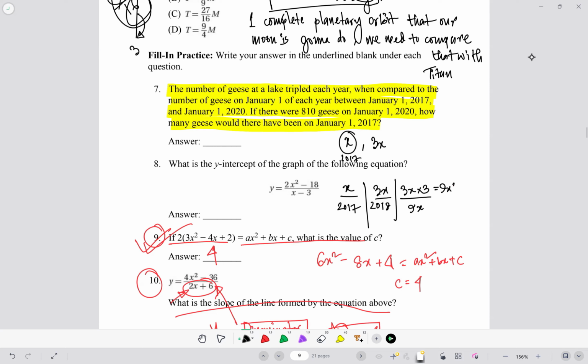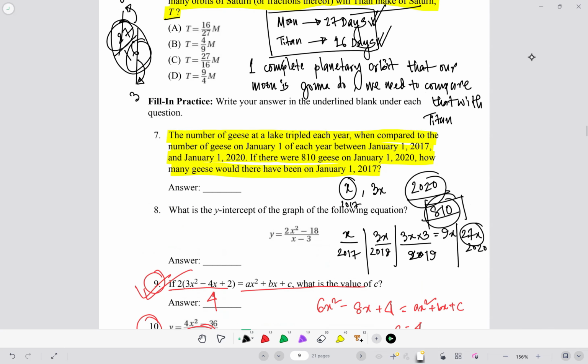Then 3 times 3x is going to be 9x for 2019, and then 9x times 3 is going to be 27x. No, there is no x squared term, I'm sorry. So I'm just guessing 9x and then 27x in 2020. In 2020 we have 810. I'm just guessing just like this.